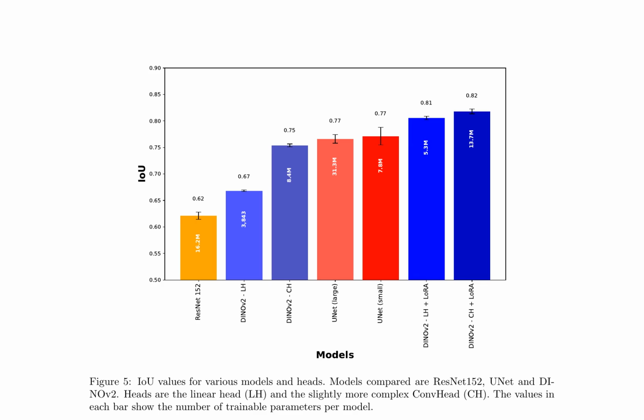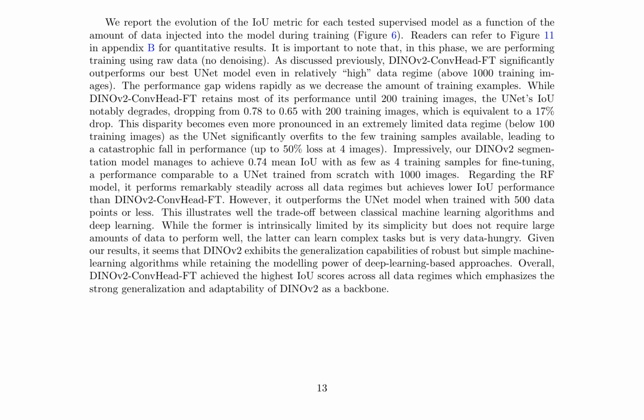Figure 6 illustrates the evolution of the IOU metric for each tested supervised model as a function of the amount of data injected during training. In the high data regime, DINOv2 conv head FT outperforms the UNet model, maintaining most of its performance until 200 training images. In contrast, the UNet model overfits to the few training samples available in the extremely limited data regime, resulting in a significant drop in performance.